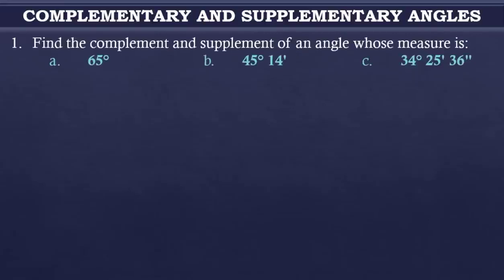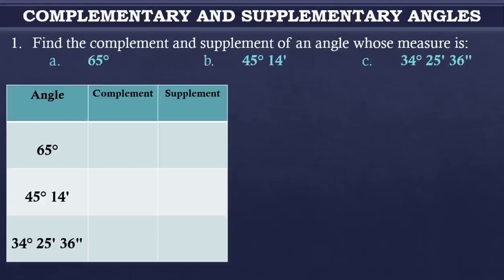Find the complement and supplement of an angle whose measure is A, 65 degrees, B, 45 degrees and 14 minutes, letter C, 34 degrees, 25 minutes and 36 seconds. We will complete this table by supplying the complement and supplement of these angles.